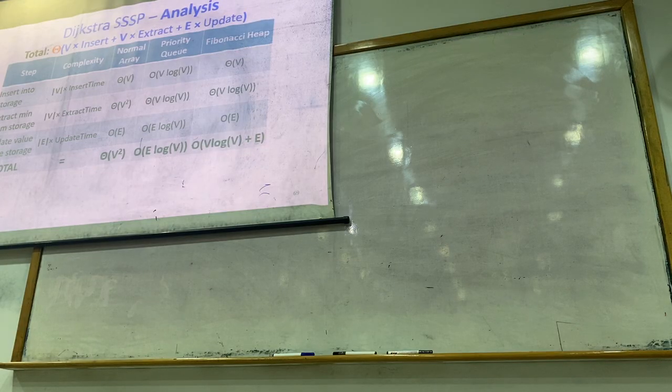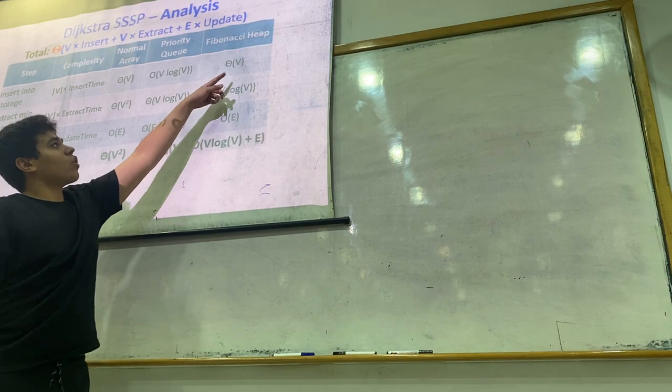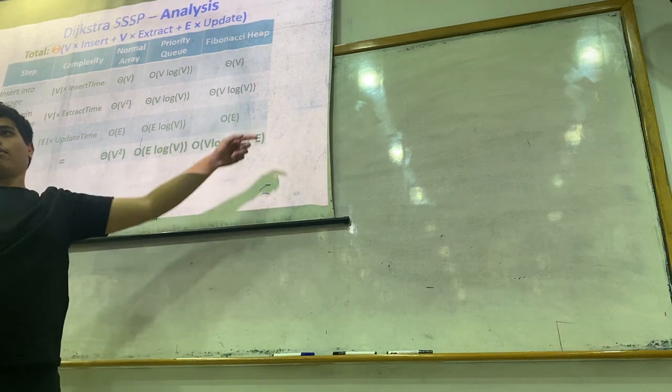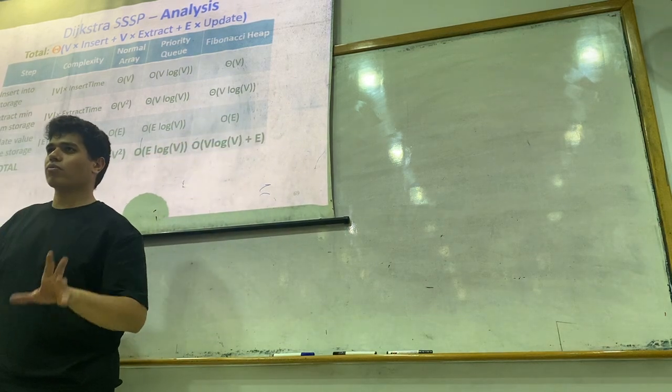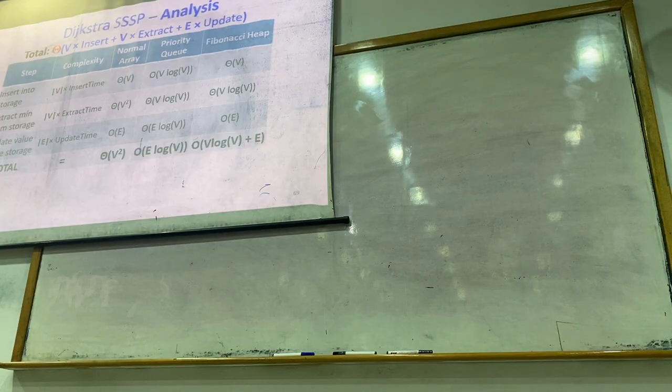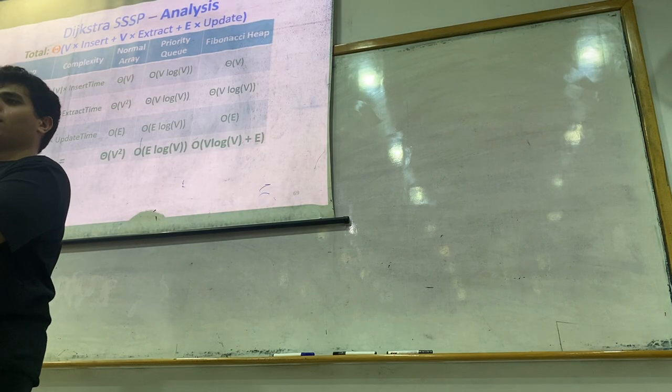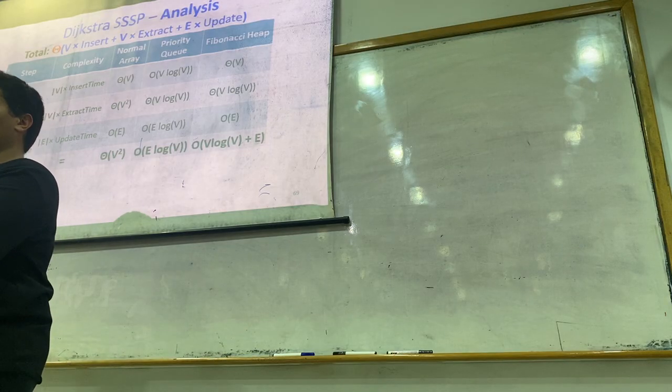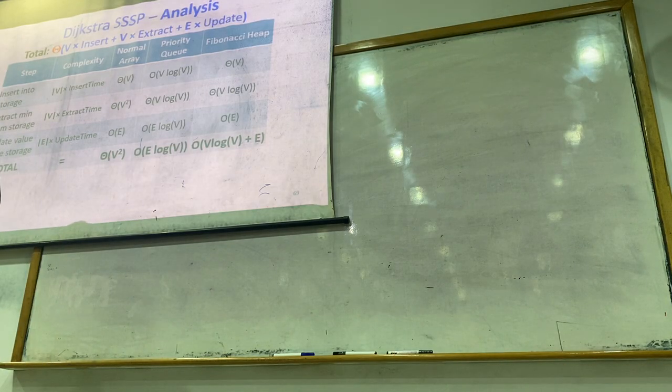Or it depends. No, Fibonacci is better. Here there is no log, and here there is no log. Somehow better. Not better because they are almost close, but it depends. What if my graph is dense? Then there are almost connections from every vertex to every other vertex.